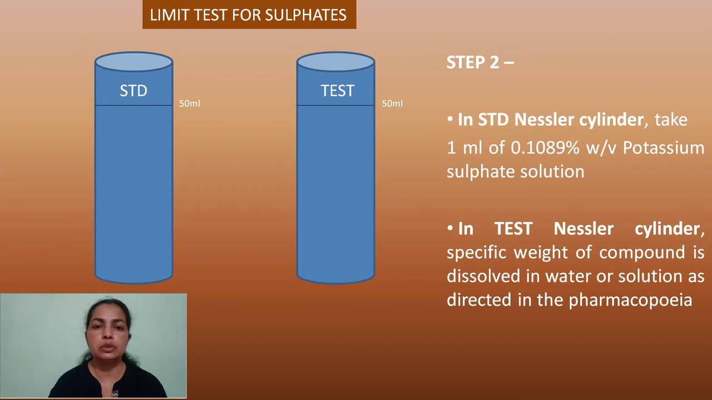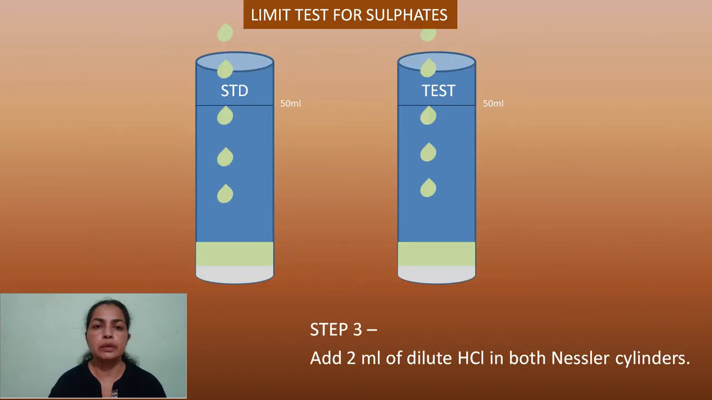While in the test cylinder, we will take a specific weight of the compound or sample that we have to analyze, and we will dissolve it in water or a suitable solvent as per the procedure given in the pharmacopoeia. Then in step 3, we will add 2 ml of dilute hydrochloric acid in both the cylinders. From this step onwards, we are going to treat both the solutions in the same manner.